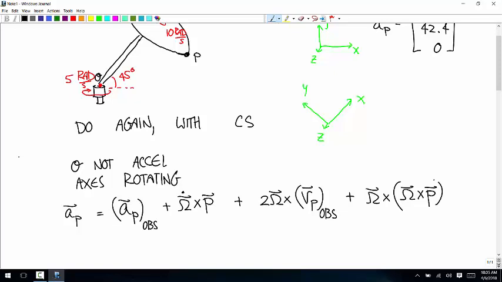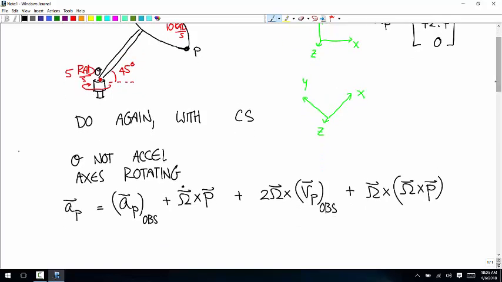And so we know that's where it's all coming from. We just have to fill in those terms. Well, what do we know so far? Let's get the easy ones first. So first of all, our coordinate system is rotating with that arm.